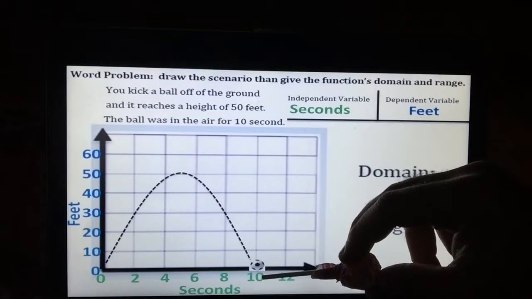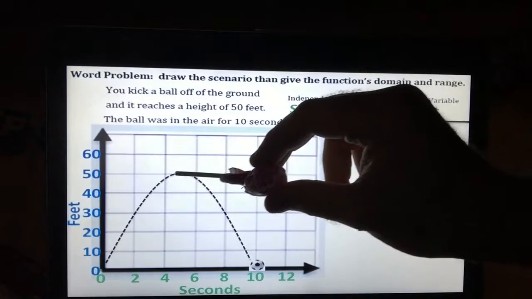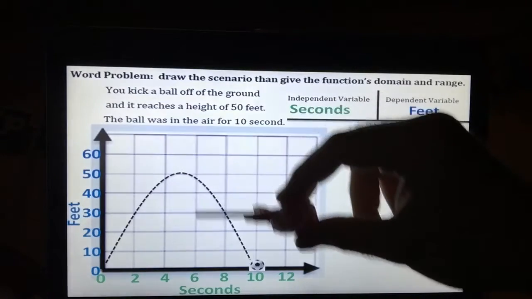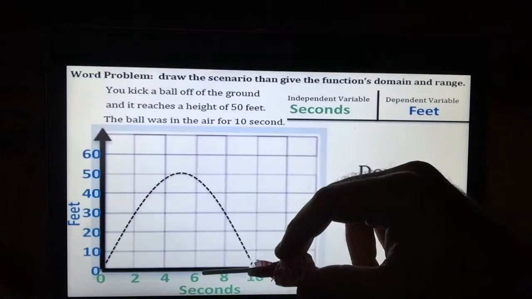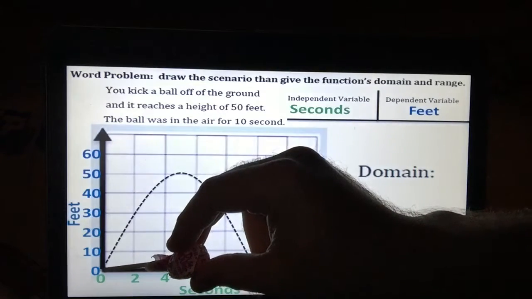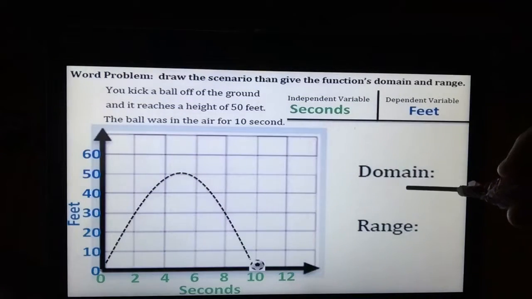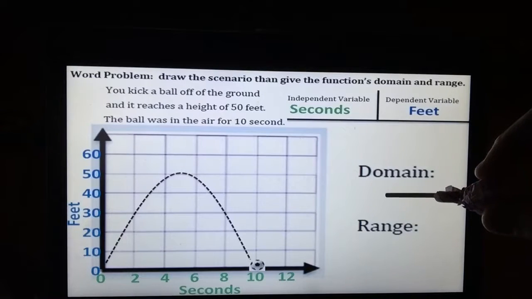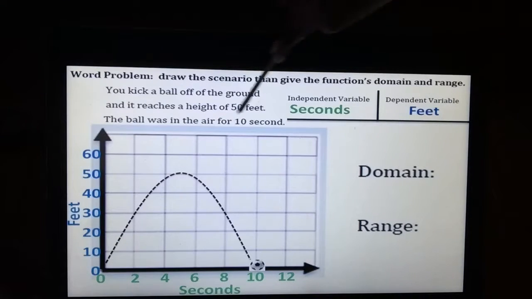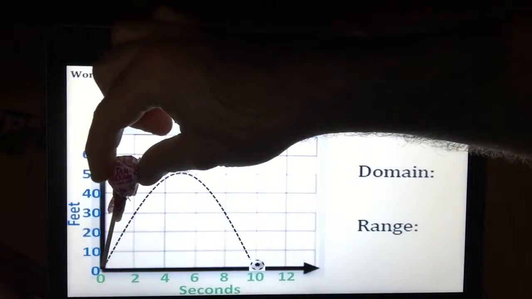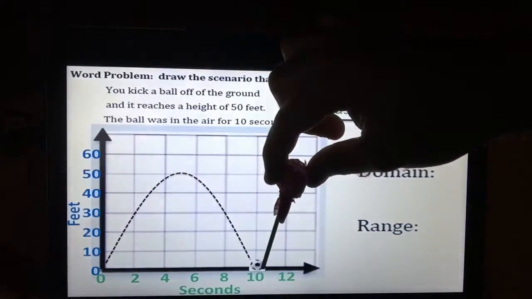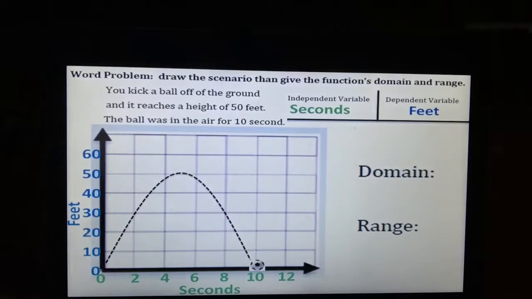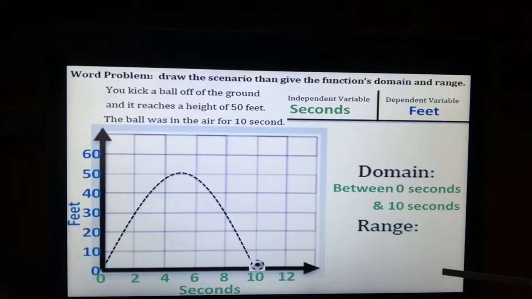You can see that it ended at 10, all right, and the highest amount it went was 50. The lowest amount is going to be 0, and the amount of seconds it starts at is 0. So the domain and range would look something like this. Now the domain would be how far to the left and to the right. So looking at the x-axis, this starts at 0, and then it's going to go all the way to 10. There's no arrows there, so we don't go further than that. So it's going to be a between problem. So this one's between 0 seconds and 10 seconds.